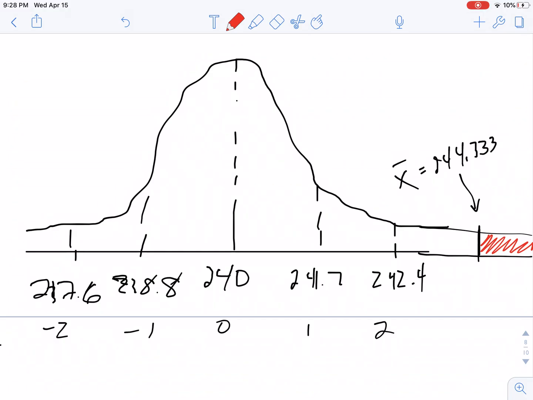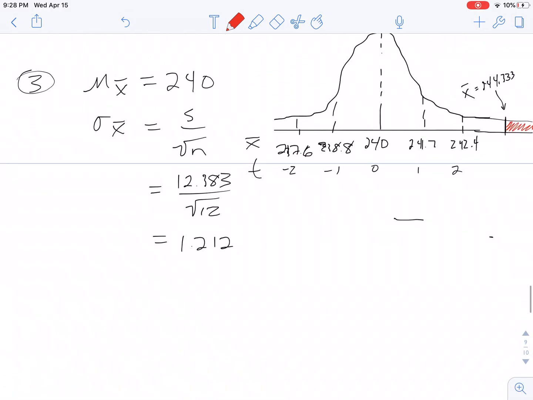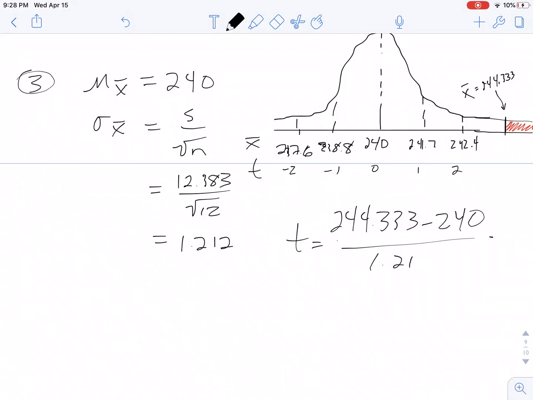All right, so my next step then is to calculate my t statistic. So t in this case is going to equal 244.333 minus 240 over my standard error. And that t is going to come out to be 3.575 about. Okay, and that matches up with my picture pretty well. It's certainly past 2 standard errors.